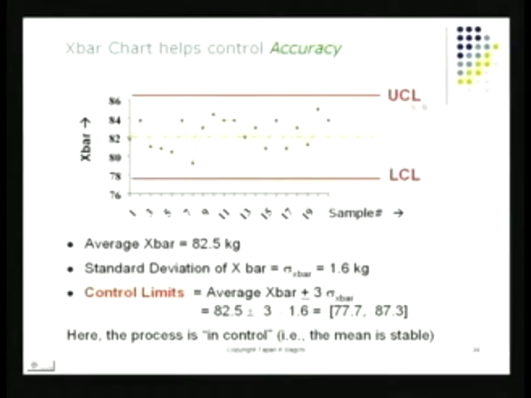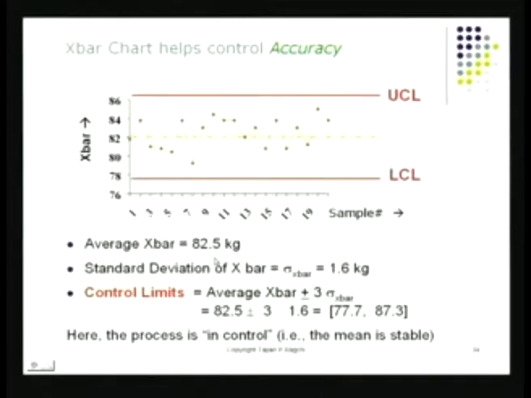So for that, I need the formula for UCL and the formula for LCL, the upper control limit and the lower control limit. How do I do that? It's not that difficult. All I need is a couple of quantities there, and the quantities shown here are the average XBAR. That means a long range average of XBAR. And in our case, that turns out to be 82.5 kilograms.